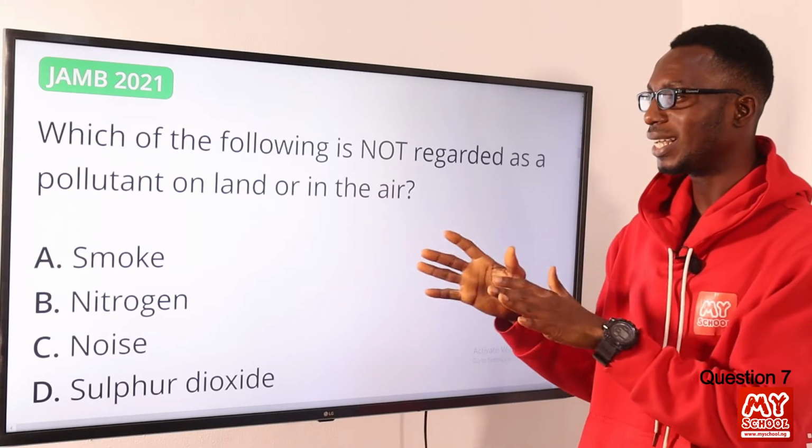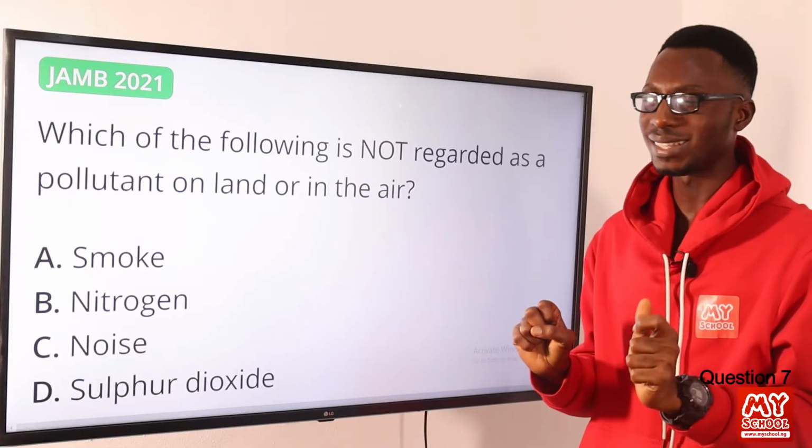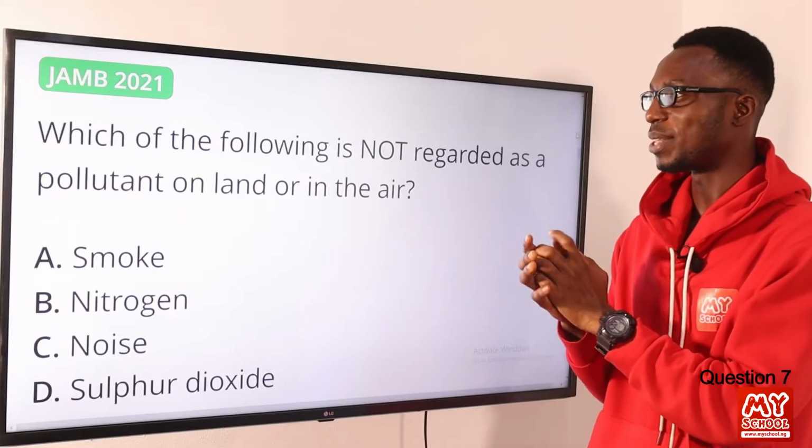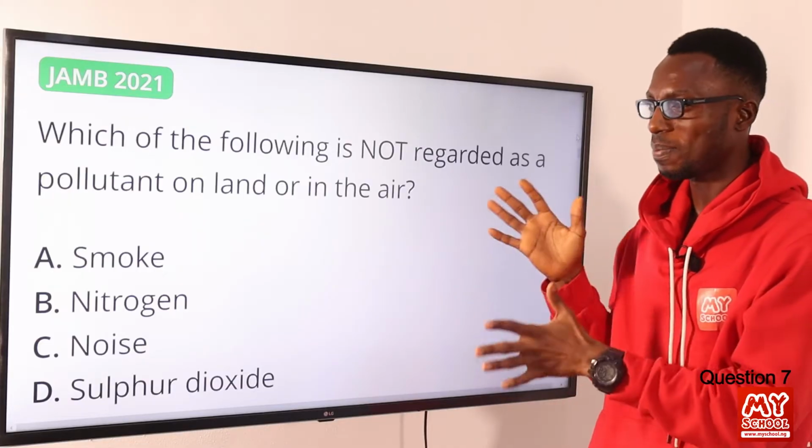So nitrogen is a colorless, odorless, and tasteless gas. So it is not a pollutant. It is the most abundant element we have in our Earth's atmosphere. So option B is the correct option.